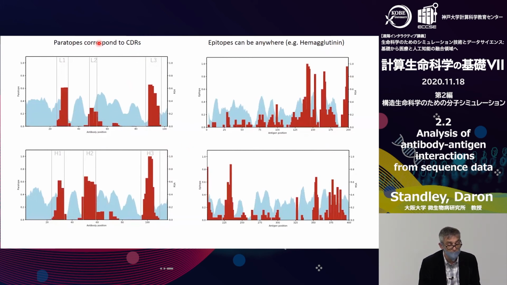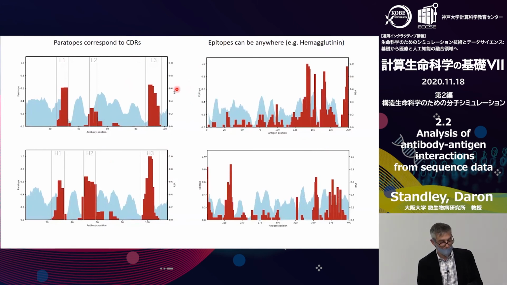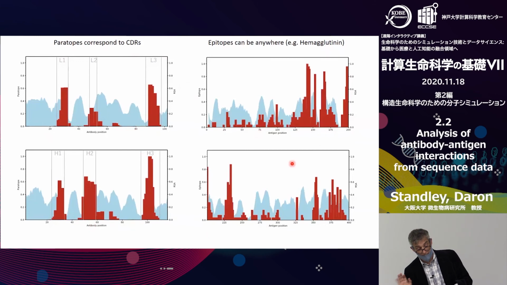the 3 peaks indicating the frequency of being at a paratope, CDR1, CDR2, CDR3, CDR1, CDR2, CDR3. This is the heavy chain, this is the light chain. However, when we look at the same statistics for epitopes, again on hemagglutinin, it's anywhere on the surface. Anywhere on the surface can be an epitope, okay?